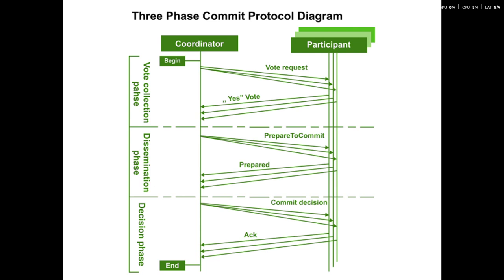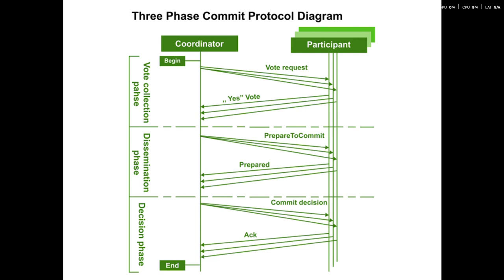Then the coordinator moves on to the decision phase. It sends the prepare-to-commit message to the participants to prepare to commit the transaction. So they are ready for the commit and well prepared. Then the coordinator takes the decision to commit. The final commit decision is sent to the participants, and they send the acknowledgement to the coordinator. That is the end of the three-phase commit protocol.